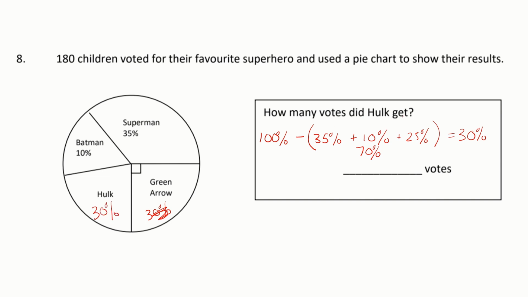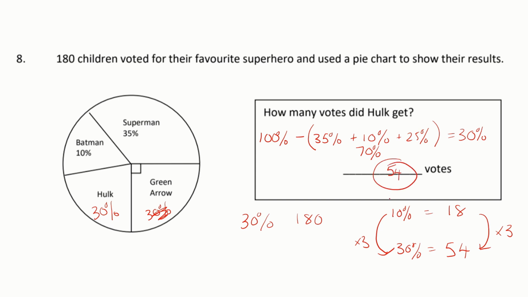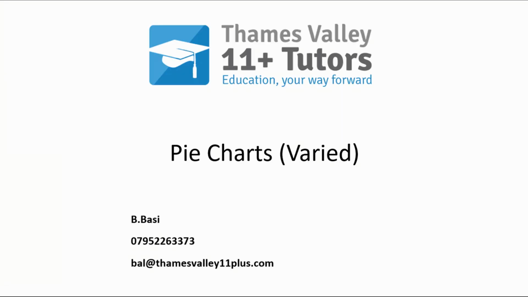Okay, how many votes did Hulk get? So he got 30% of the votes. So what's 30% of 180? So we know that 10% is 18. We want to get to 30%. What do you do to 10% to get to 30%? You times it by 3. 18 times 3 again. I hope you can calculate this. 18 times 3 is 54. So 54 people voted for Hulk as their favourite superhero. And that's how you do that question. Okay, I hope that's helpful, and I will do some more of these.